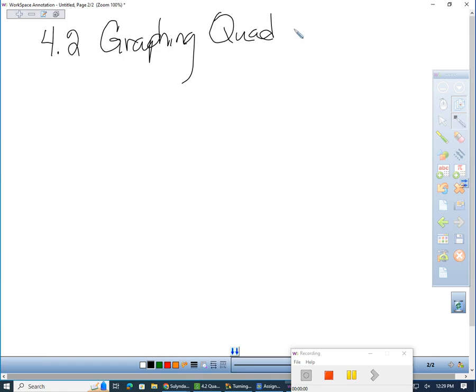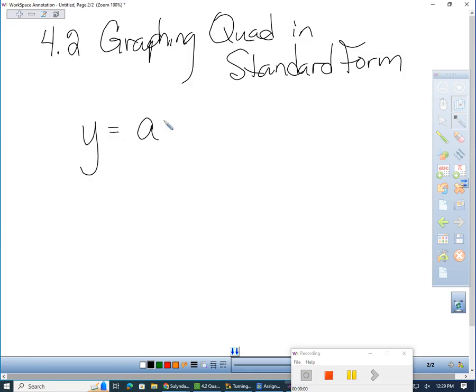Quadratics in standard form. All right, in case you do not remember standard form, let me remind you. Standard form is y equals ax squared plus bx plus c, where a is still going to tell you whether it's a flip, compress, or stretch, right?